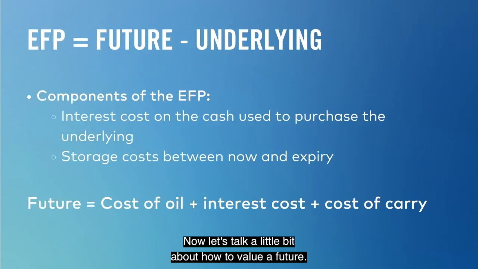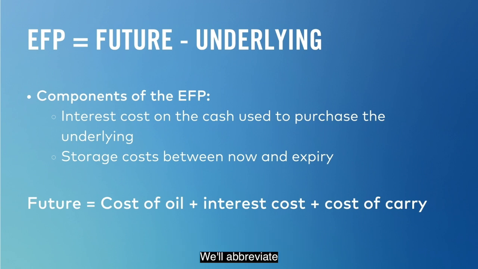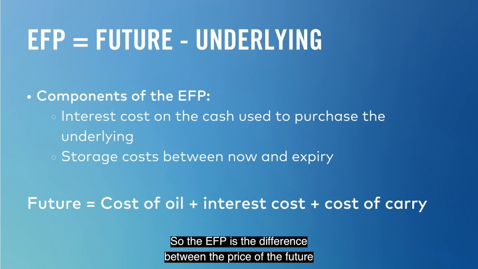Now let's talk a little bit about how to value a future. The difference between the future and the price of the underlying is often called the basis, or the exchange for physical. We'll abbreviate this as EFP. So the EFP is the difference between the price of the future and the price of the underlying.